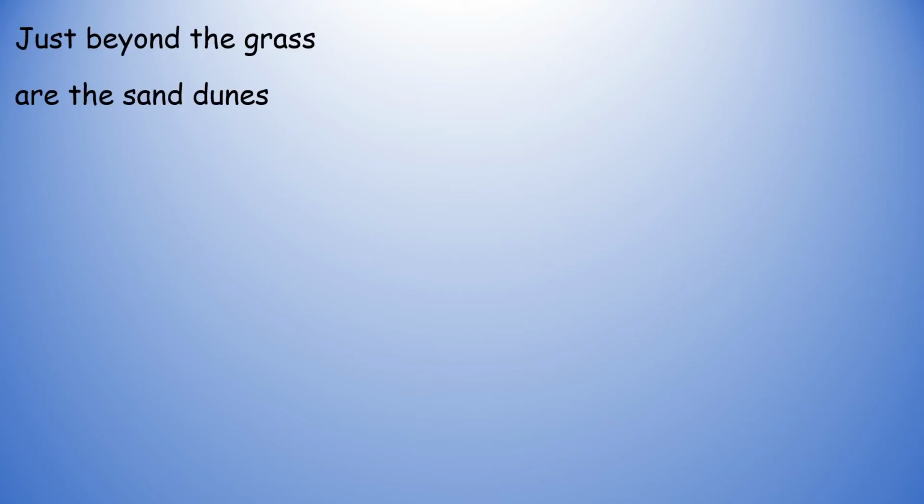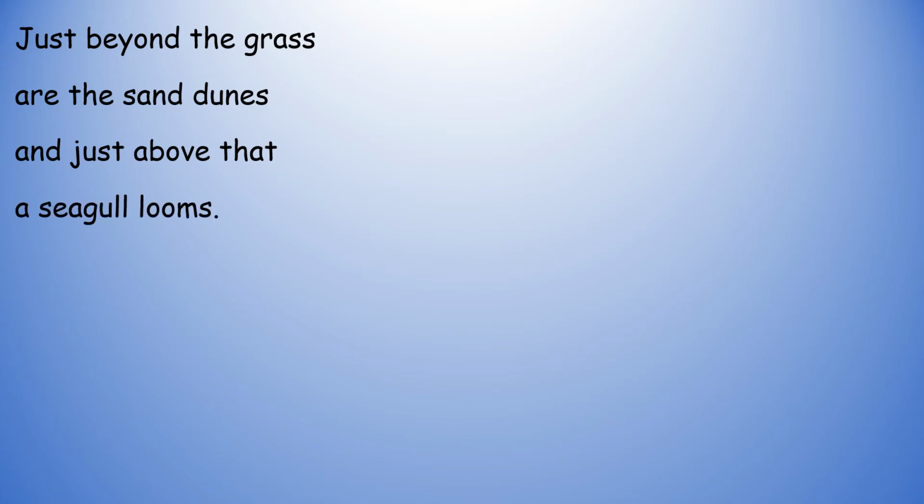Just beyond the grass are the sand dunes and just above that a seagull looms. So beyond the grass there is a sand dune. Okay, and on top of the sand, just above the sand dune, there is a seagull. Seagull is a grey and white seabird. It is looming. It is having a very large shape or image, a very hazy image of a seagull.